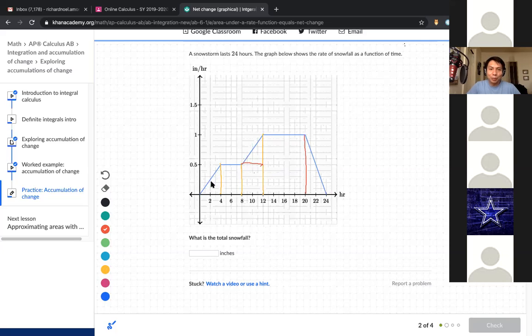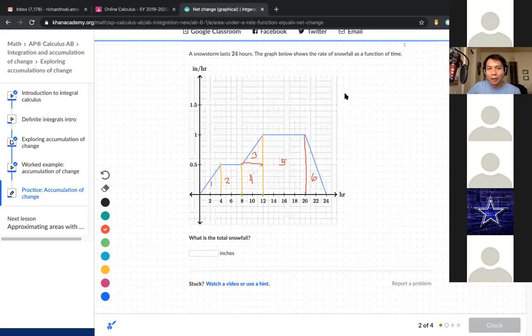So this will be area number 1. This would be area number 2. We could call this area number 3. This would just be 4. This would be area number 5. And this would be area number 6. Does everybody so far get the idea? Okay. So we want to figure out what is the total snowfall.